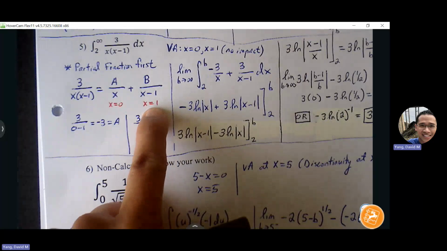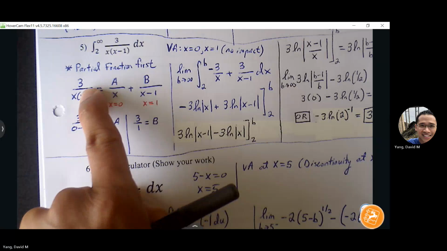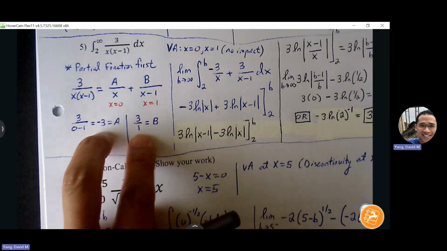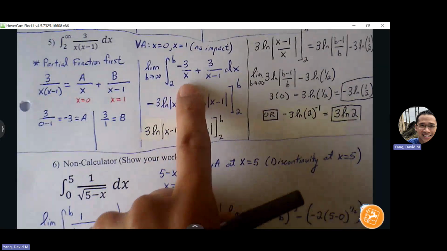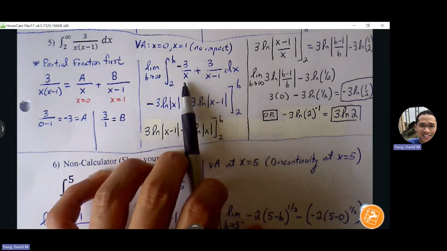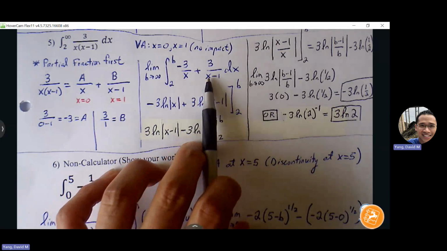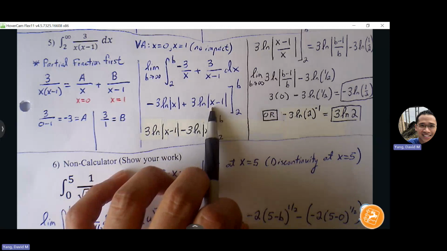x minus 1, set that equal to 0. x equals 1. I can cover up the x minus 1. 3 over 1 is going to be 3. So my a is -3 and my b value is 3. So we can go ahead and set that up, and we know this is just the straightforward integral natural log problem. So -3 over x becomes -3 natural log of absolute value of x, and then 3 over x minus 1 becomes 3 natural log of absolute value of x minus 1.